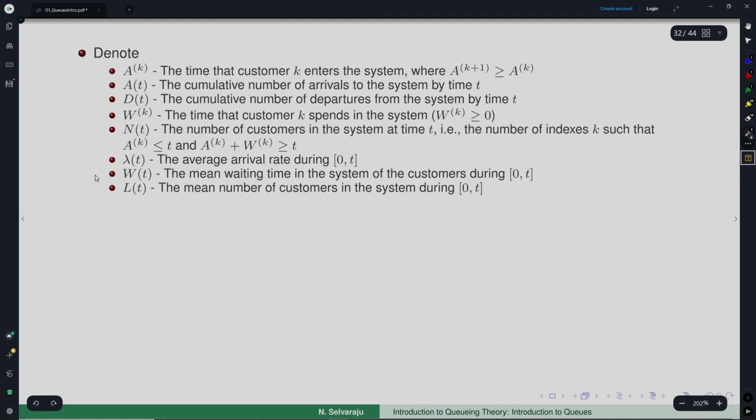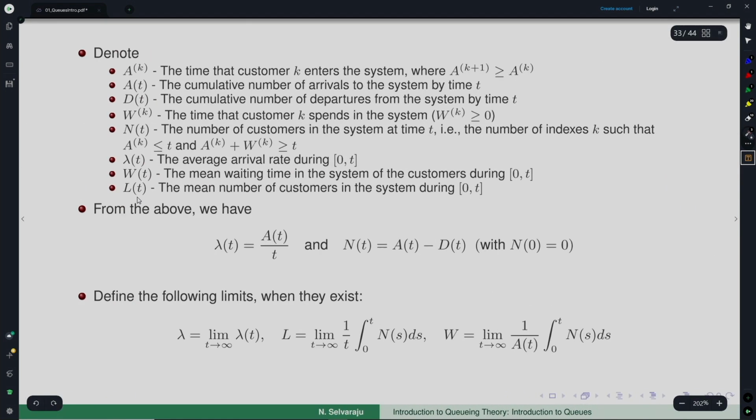Lambda of t is the average arrival rate during this interval 0 to t, and W of t is the mean waiting time in the system of the customers during 0 to t. This is the mean waiting time, W of t. L of t is the mean number of customers in the system during 0 to t. This is the notation that we are introducing further.